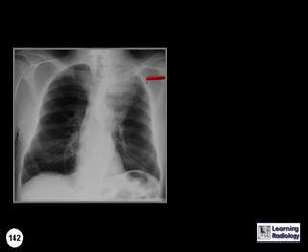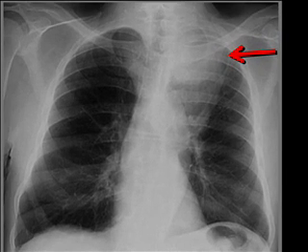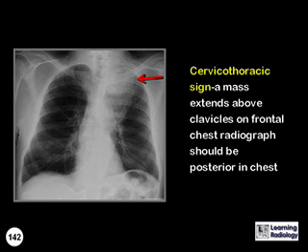What sign is depicted here? This is the cervicothoracic sign, in which a mass, which extends above the clavicles on a frontal chest radiograph, can be presumed to be located more posteriorly in the chest.